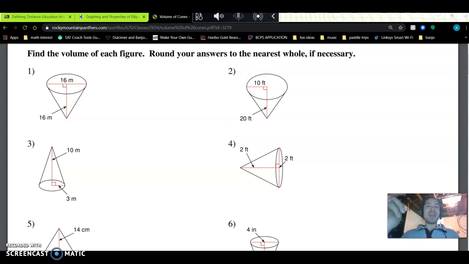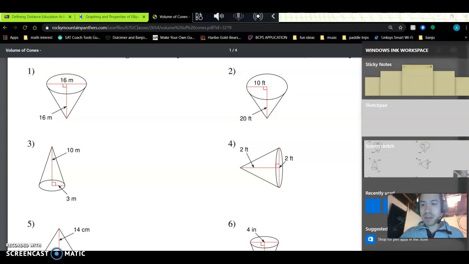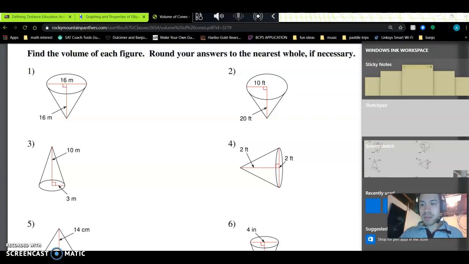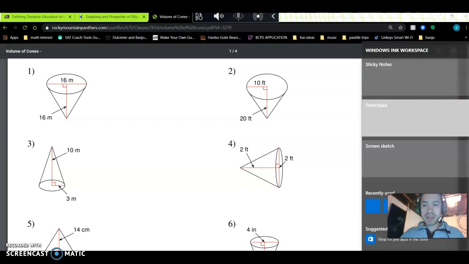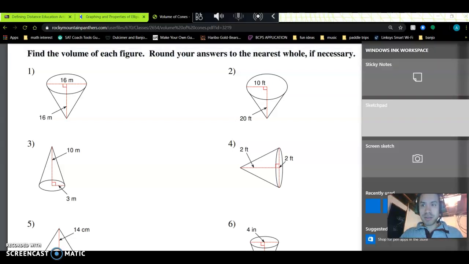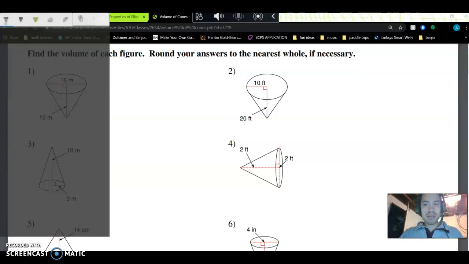Let me write out... get this thing going. Oh, there we go. Screen sketch should be coming up shortly. But maybe not. We'll give it a second shot. Screen sketch. Okay, it's thinking about it.